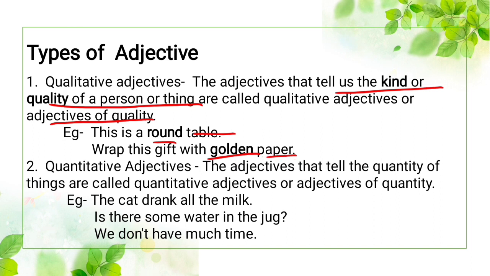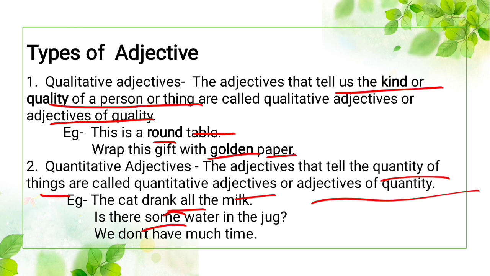Next type is quantitative adjectives. The adjectives that tell the quantity of things are called quantitative adjectives. These are also known as adjectives of quantity. Example is like the cat drank all the milk. Here we can see that all is telling us the quantity of the milk. Next example is is there some water in the jug? Here we can see that the word some is telling the quantity of the water that is present in the jug.